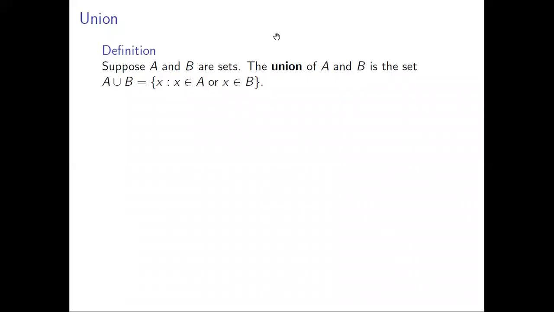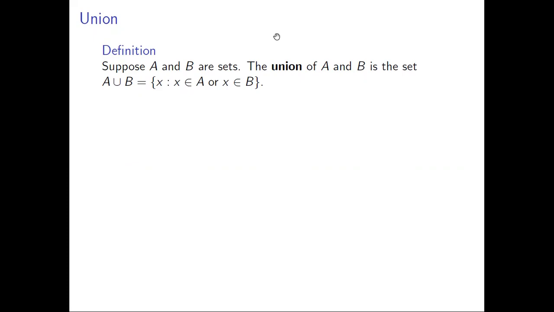So now we're going to talk about some important set operations. All right, so when you learn about numbers, you learn about different operations you can do with numbers, like addition and multiplication. So we're learning about some operations that we can do with sets.